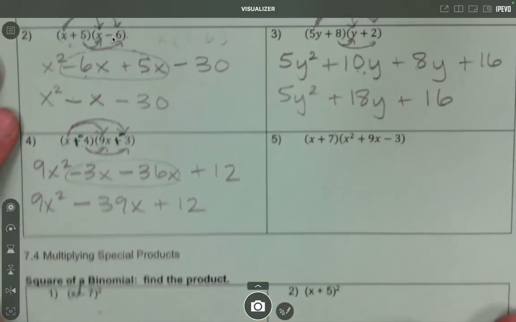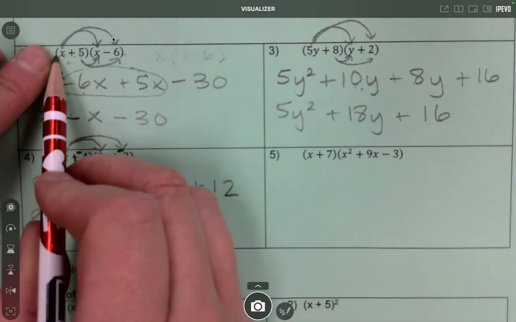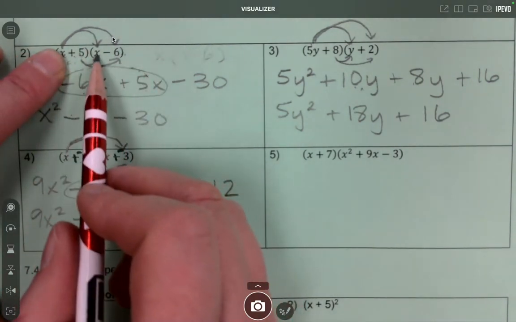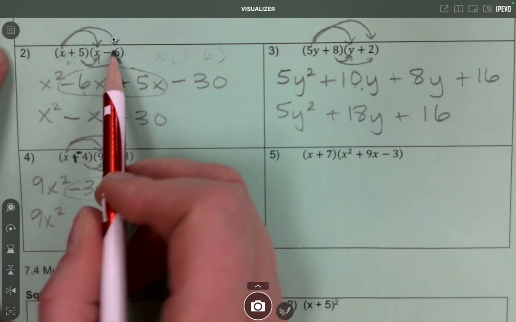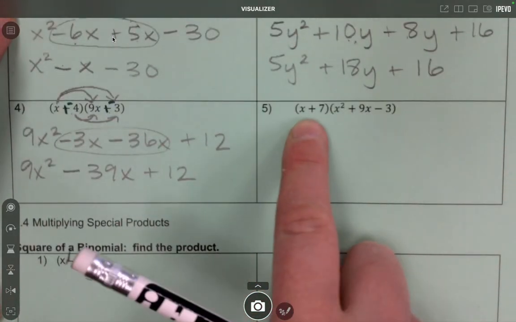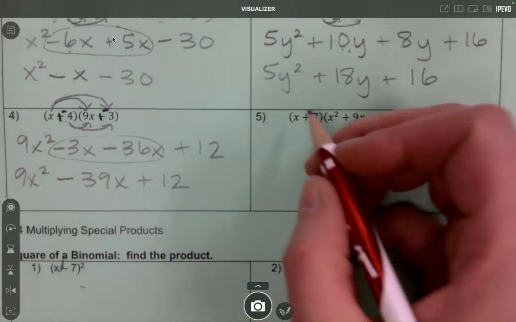So the last one doesn't have, like here I had two binomials, right? I had x and 5, that's two terms. I had x and negative 6, that's two terms. So this is when we multiply two binomials together. So on this one, I have a binomial times a trinomial. But the idea is still the same.